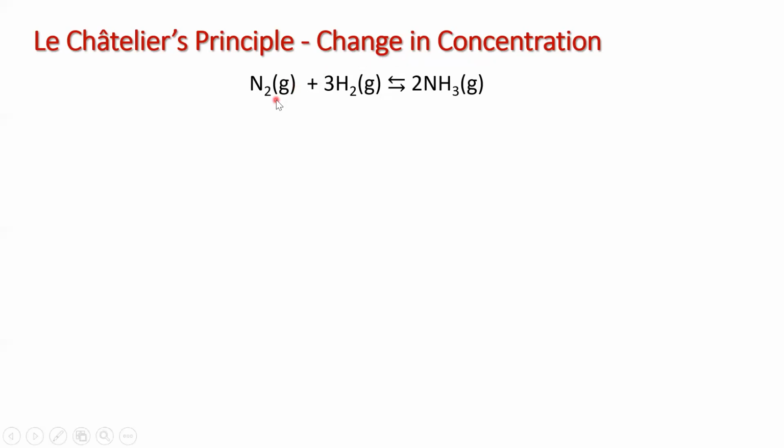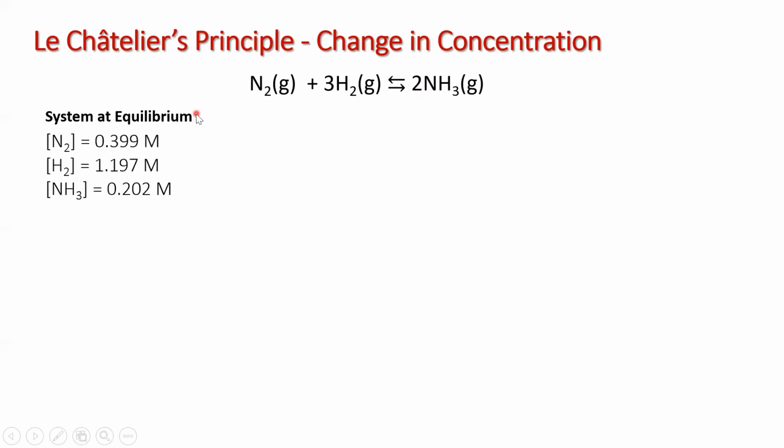So a very classic type of equilibrium reaction is one where we've got nitrogen gas reacting with hydrogen gas to produce ammonia. So let's say that we have this system and it's at equilibrium. Okay, so we're told that it is at equilibrium and the concentration of nitrogen in the container is 0.399 and the concentration of hydrogen is 1.197 and the concentration of ammonia is 0.202.